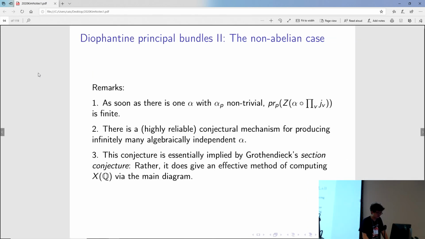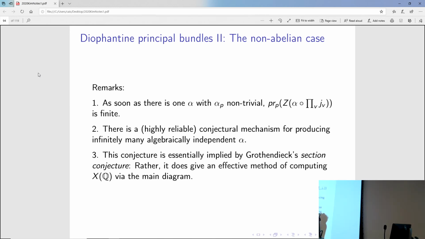So, maybe a few remarks. As soon as you find one alpha with a non-trivial p component that annihilates the global locus, the Q_p projection, the Q_p part of the zero set, is actually finite already. So it's not some horrible looking computation. As soon as you find one function, you already get finiteness, which allows you to cut down conceptually as well as practically your picture of what's going on.